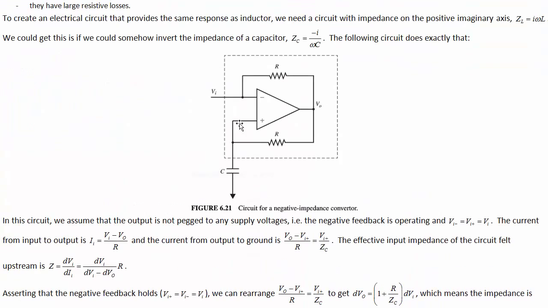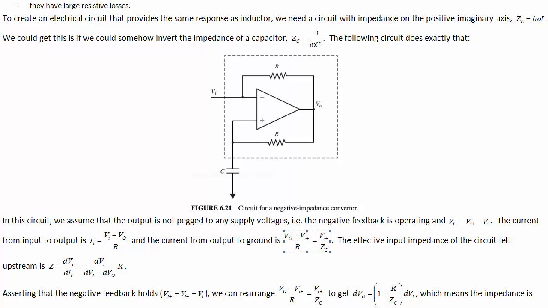We're going to find out the impedance seen from this perspective. So from the input, what does it look like the impedance of this thing is? Assume that the negative feedback is operating. The input current is going to be equal to the input voltage minus VO, not really the output voltage, we're not connecting that to anything, it's the output of the op amp anyway, minus VO over R. So there's the input current, VI minus VO over R. And the current going down this way is VO minus V plus over R.